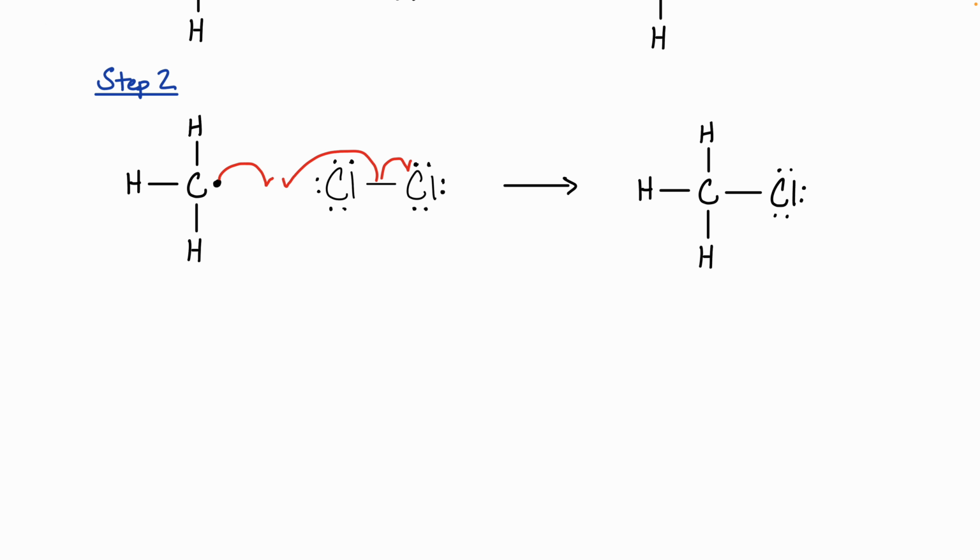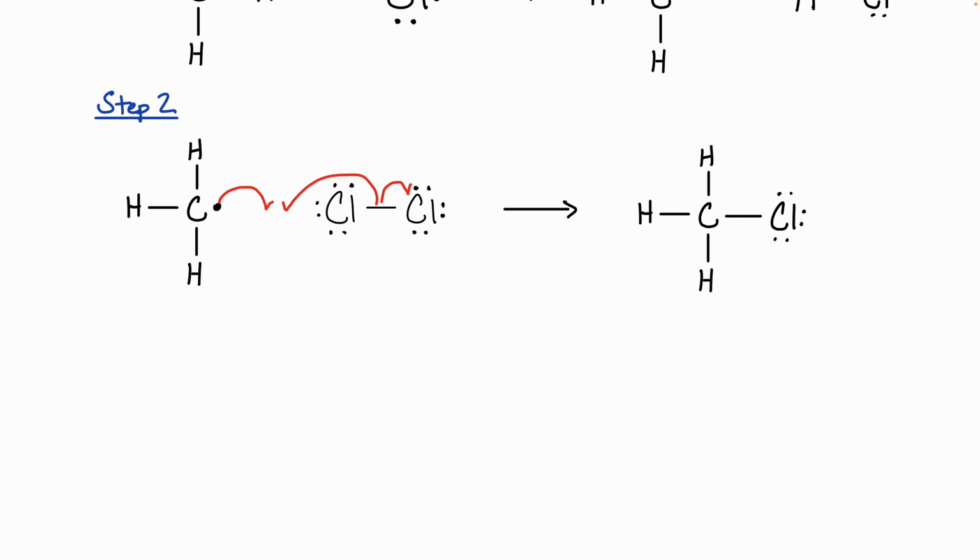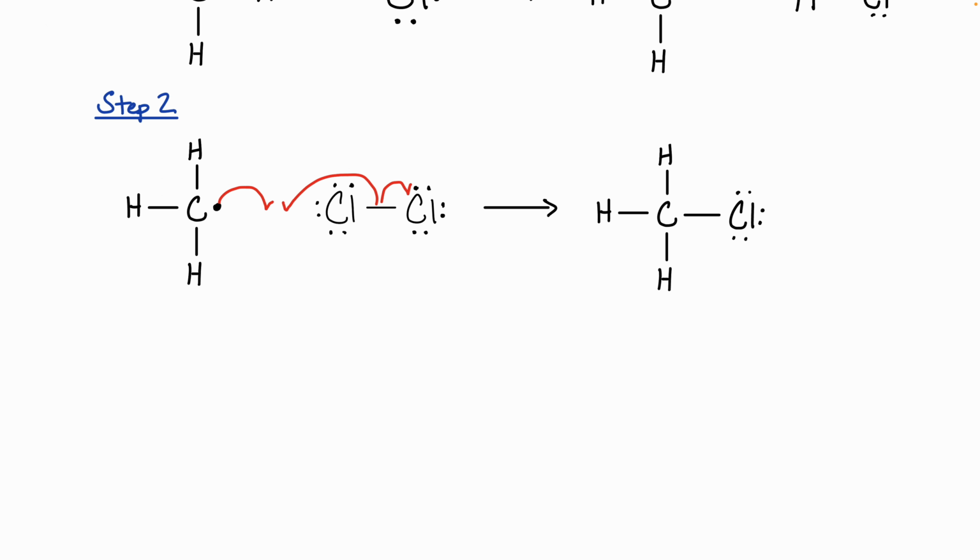All right, now we have our alkyl halide product, our new carbon-chlorine bond. What's my other product going to be? I've got one of those chlorines over here. What happens to the other one? It's a radical. Now it's got that unpaired electron.